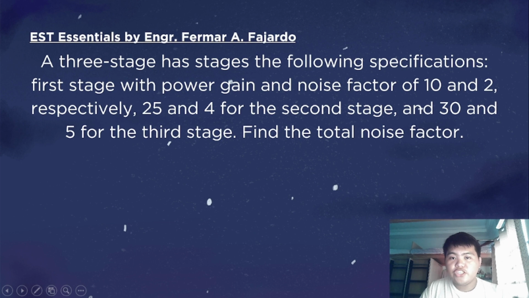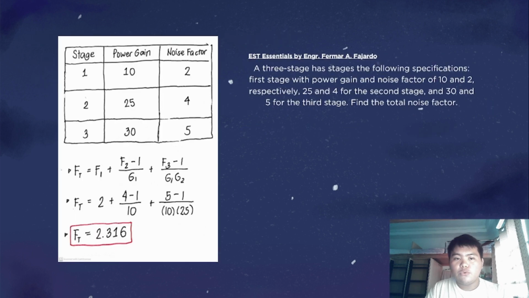So another question from Fajardo. A three-stage amplifier has the following specifications. The first stage has a power gain and noise factor of 10 and 2 respectively, 25 and 4 for the second stage, and 30 and 5 for the third stage. Find the total noise factor. So we have the given solution.